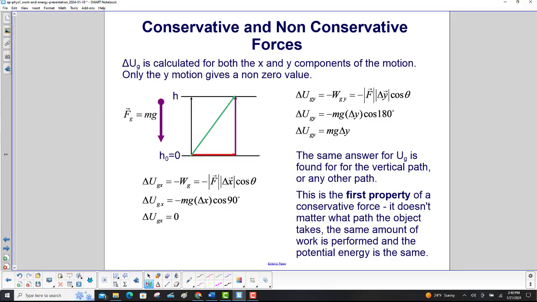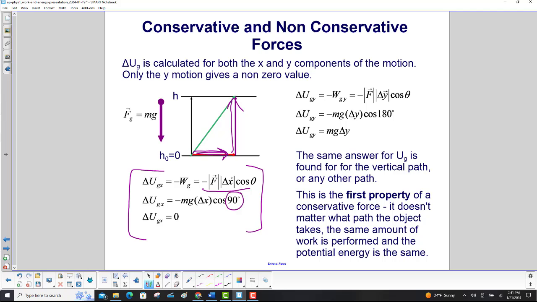Delta UG, or GPE, is calculated for both the x and y components of the motion. Right? This is the x component, this is the y. Only the y motion gives a non-zero value. Here's the x component, the potential energy. Change in potential energy is minus the work done by the gravitational field. We put in F delta x cosine theta.